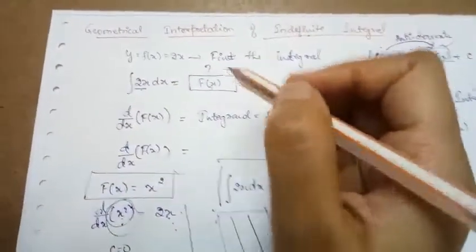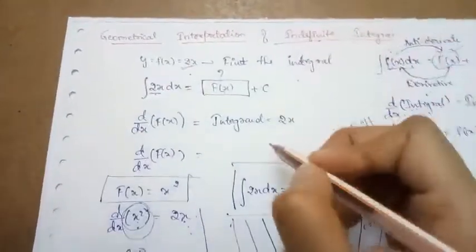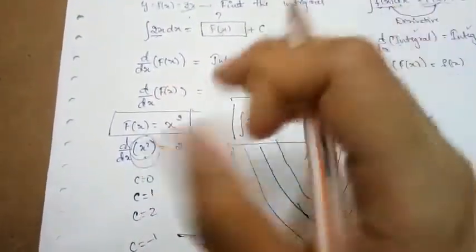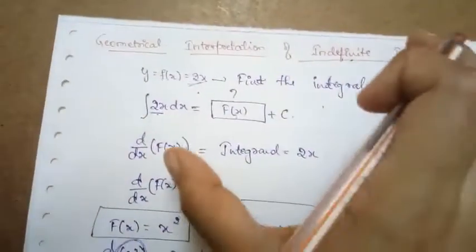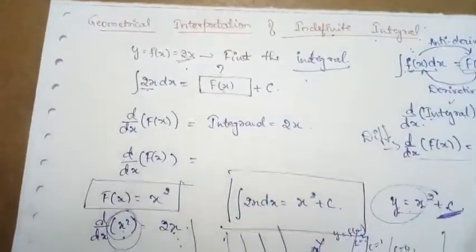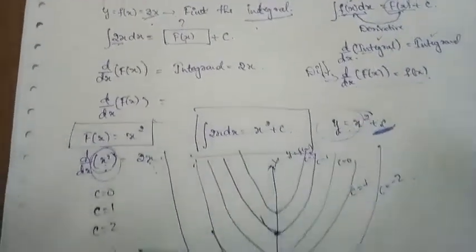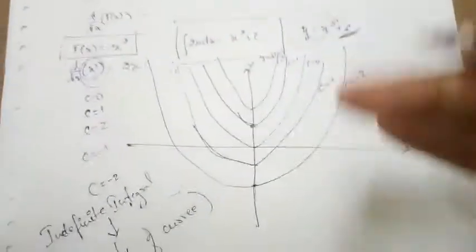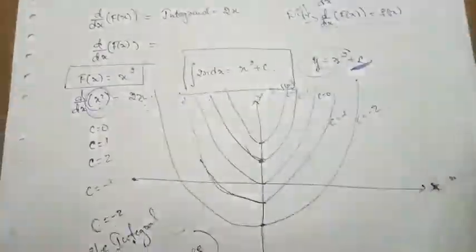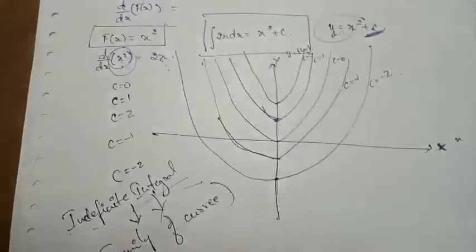Here we have found the integral of a given function through inspection. The proper way of finding the integrals we can see later. So this is the geometrical interpretation of the indefinite integral.